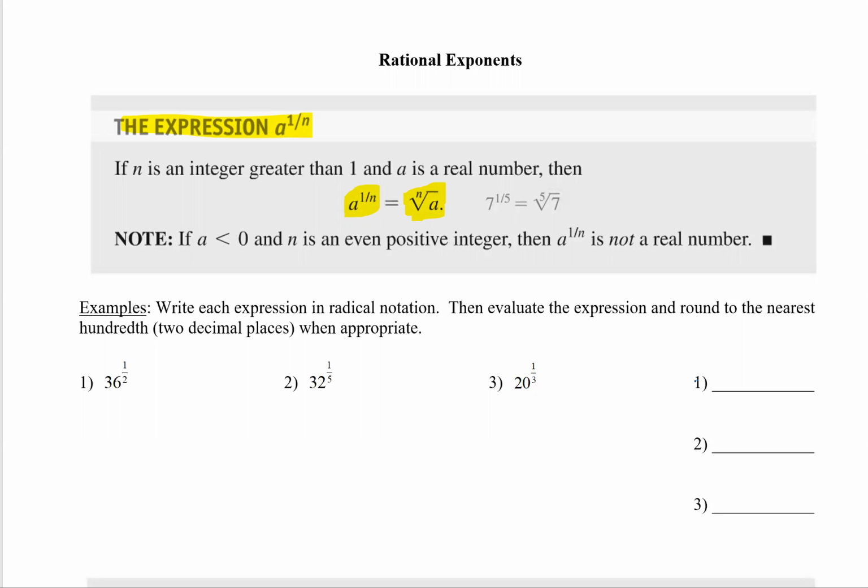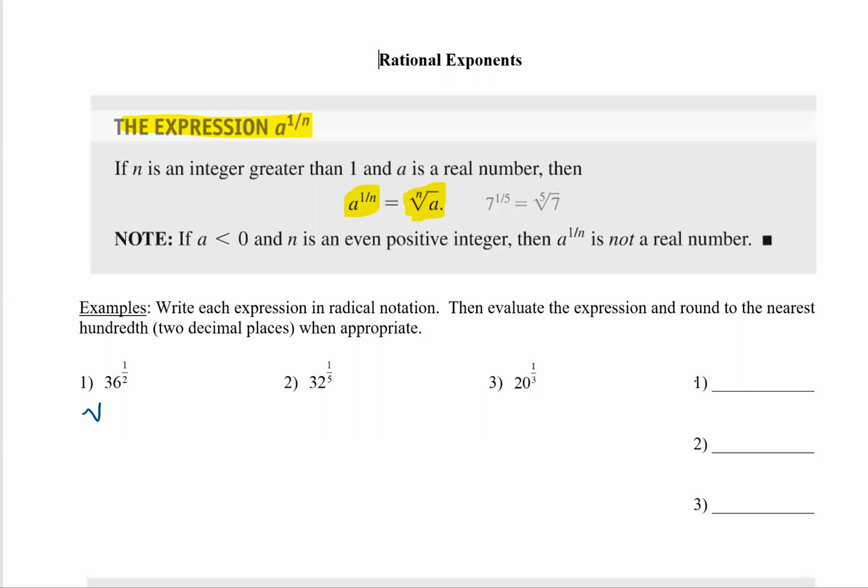If a is less than 0, which means if a is negative, and n is an even positive integer, then a to the 1 over n is not a real number. Let's get started with some examples. Write each expression in radical notation, then evaluate the expression and round to the nearest hundredth, 2 decimal places, when appropriate.